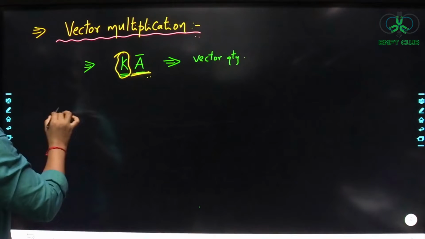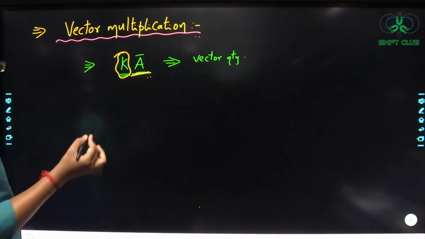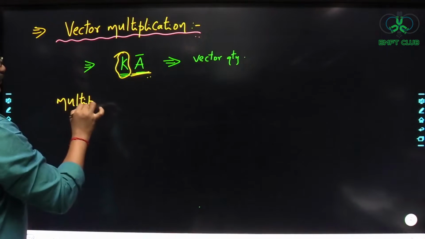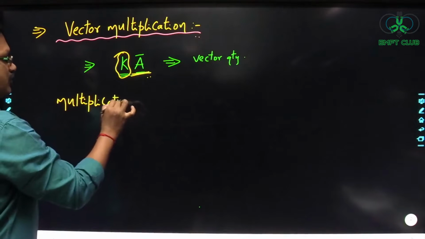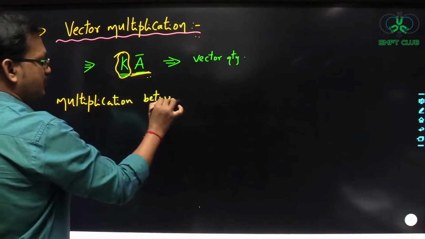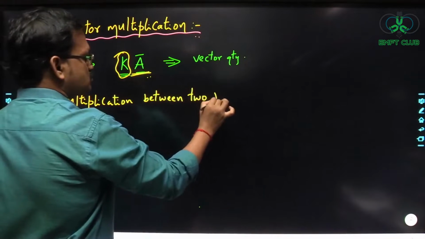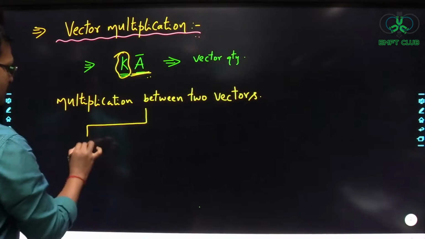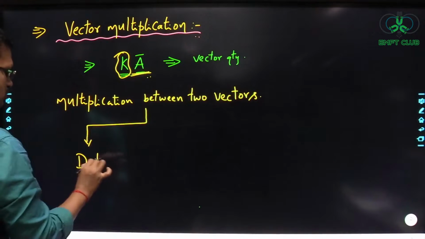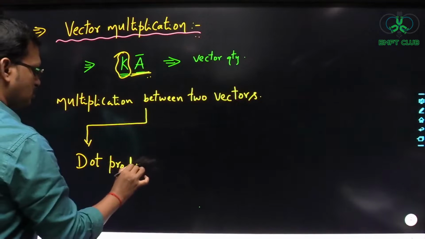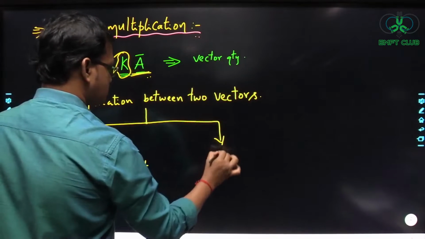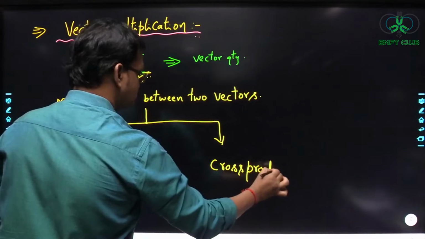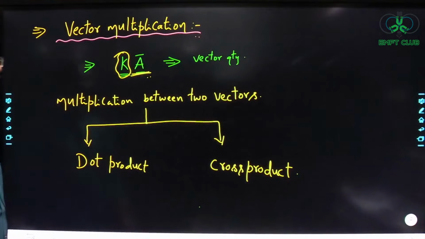Next we are having a multiplication between two vectors here. Whenever you are multiplying two vectors, we are having two types of multiplications. One is dot product, and another one is called cross product.